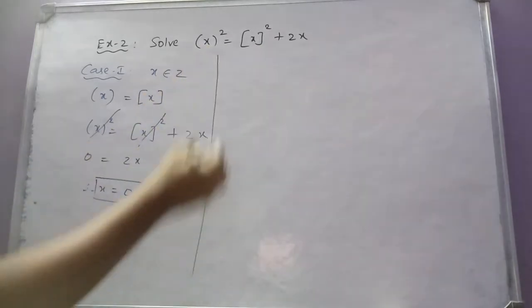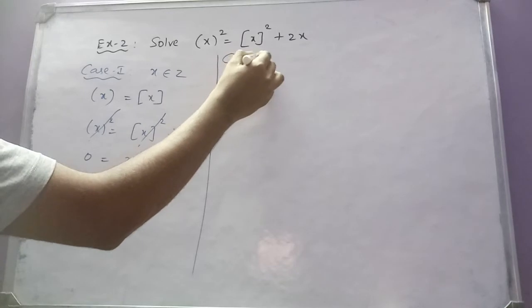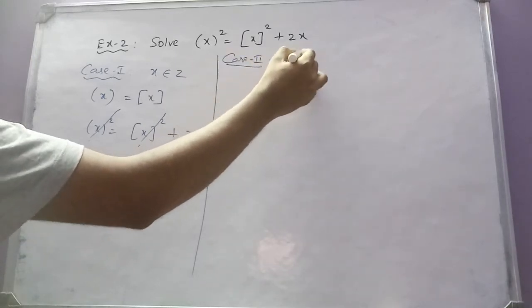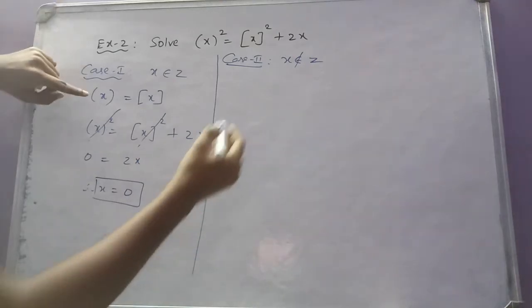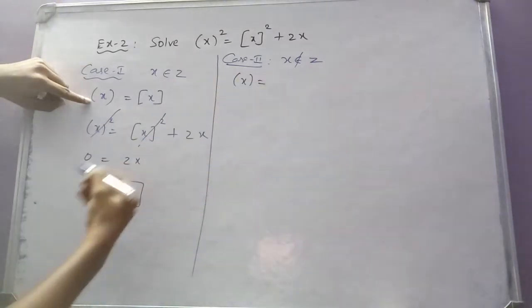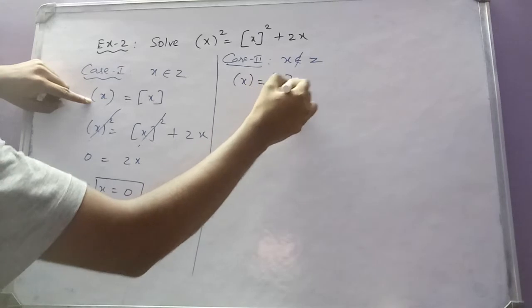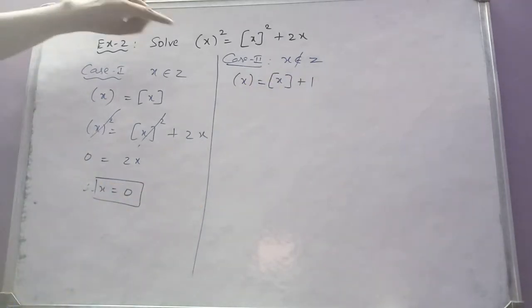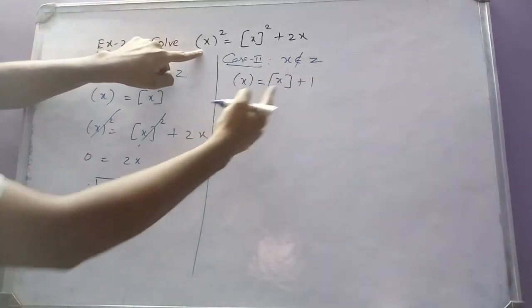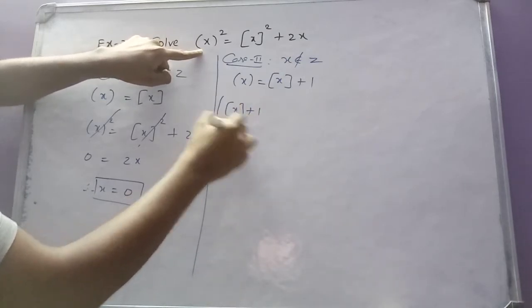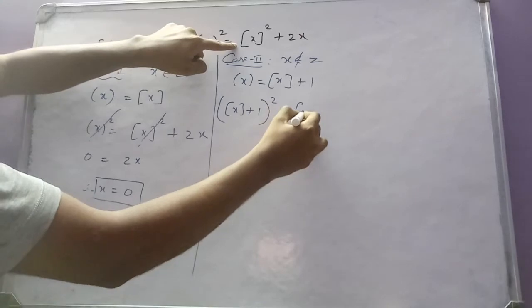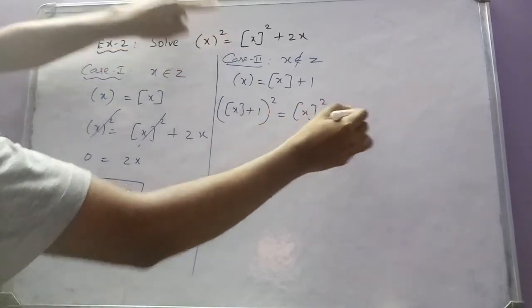Next, let us go to case 2. In case 2, I will take that x is not an integer. X does not belong to Z. If x doesn't belong to Z, we know that the ceiling of x is equal to step x plus 1. Then what happens to the equation? In place of ceiling of x, I will write this. So step x plus 1 whole square is equal to step x square plus 2x.